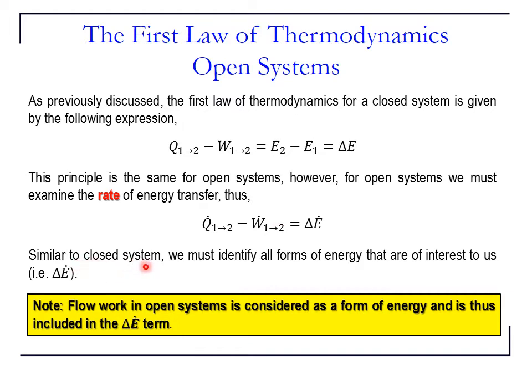Similar to the closed system, we must identify all forms of the energy that are of interest to us. So we need to think about the different energy forms inside that, then think about the relative magnitude of different terms, and how many terms can be ignored. And again, I would remind you that flow work in an open system is considered as a form of energy, so it's already included in here and not here.